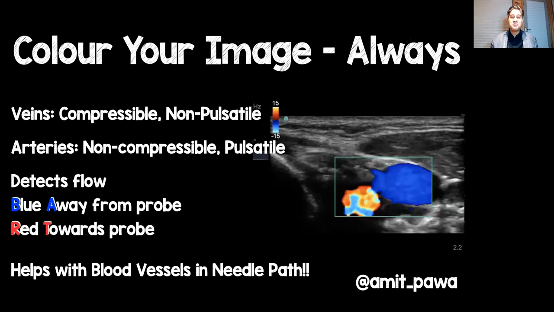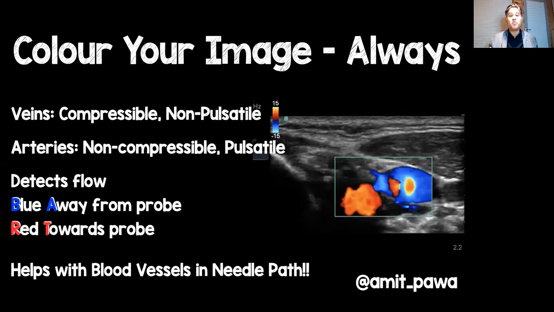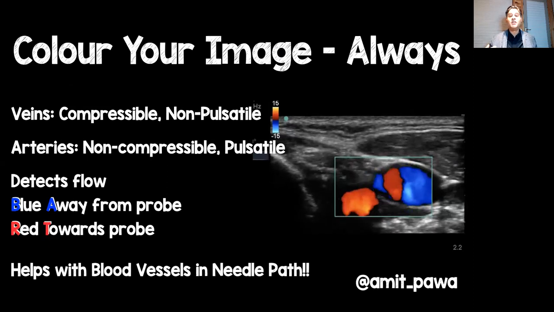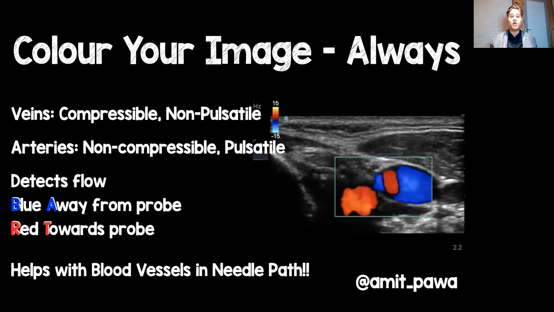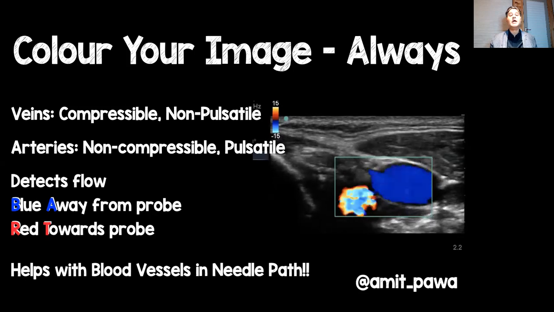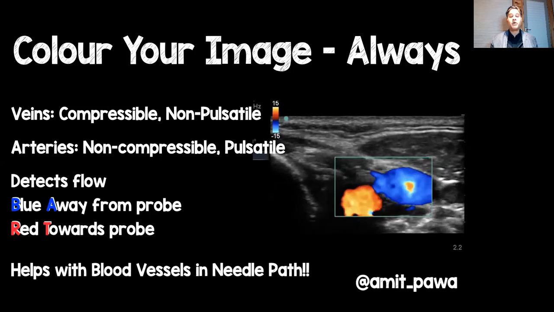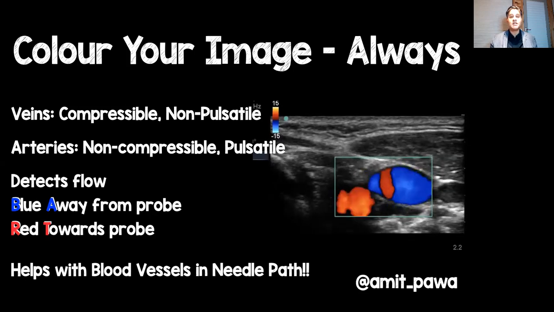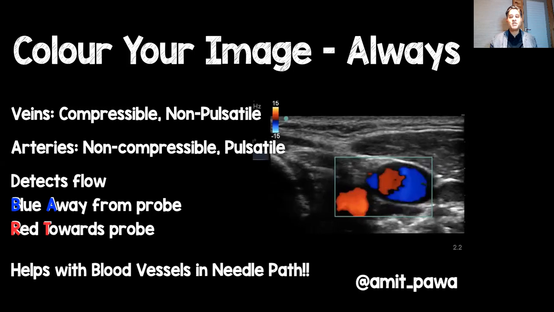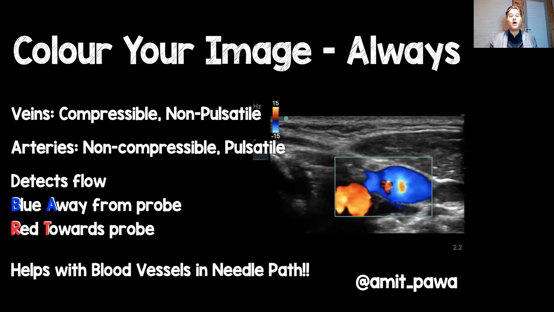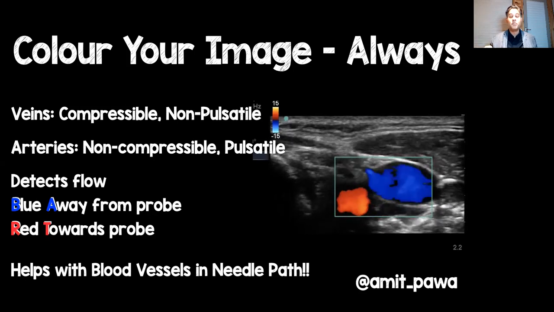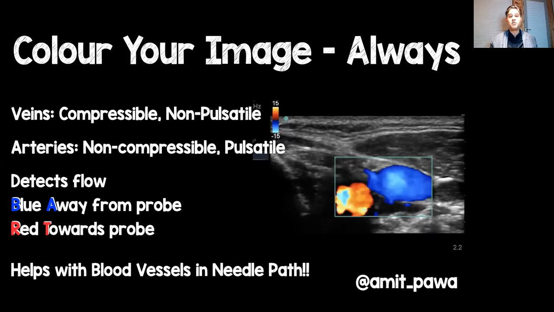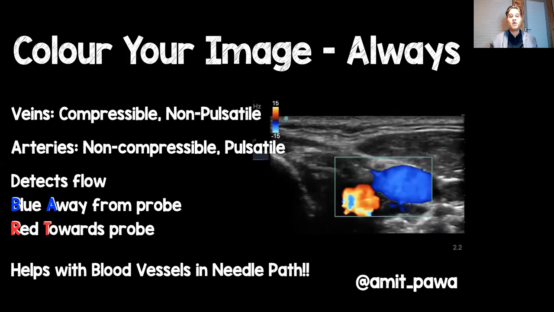Again, I cannot stress enough how important the color Doppler is. Using Doppler allows you to identify vessels where you may not otherwise realize that they were there. And clearly veins are compressible, non-pulsatile, hypoechoic structures, and arteries are non-compressible, pulsatile structures. Again, veins you can compress, they do not pulse. Arteries are non-compressible and they do have a pulsatile component to them.